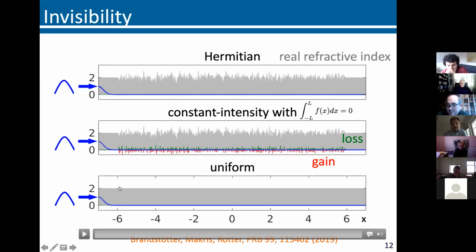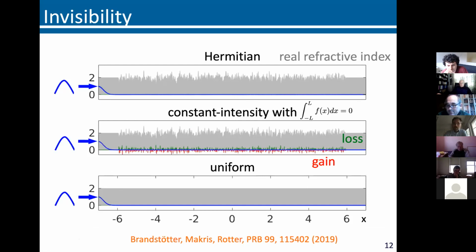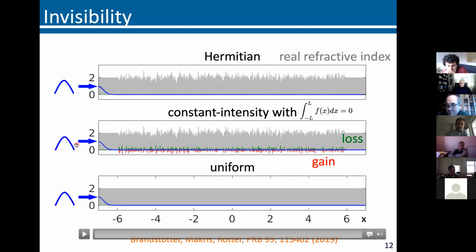And if what I just told you is correct, then it should mean that if I send in a pulse from the left through the system, then this pulse should go through the non-Hermitian constant intensity system in the same way as through the homogeneous system. So let's have a look.